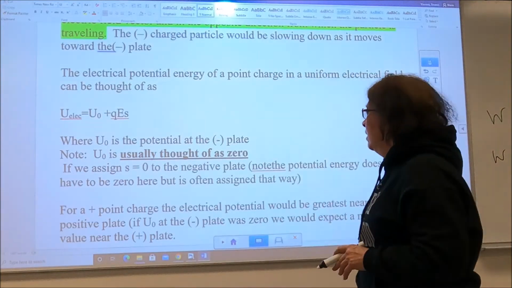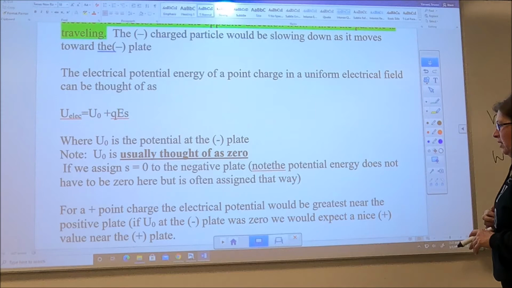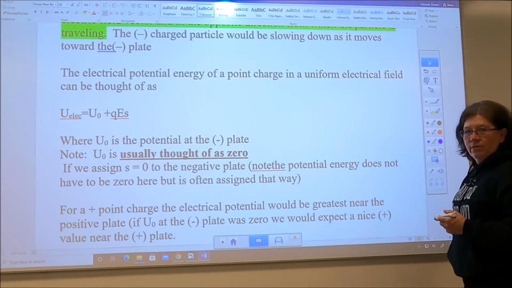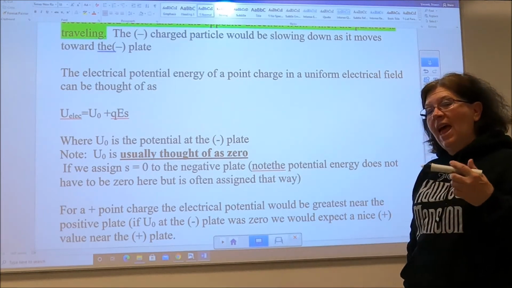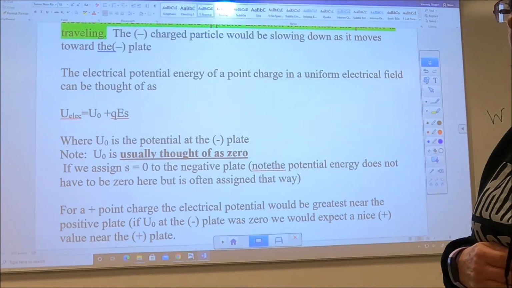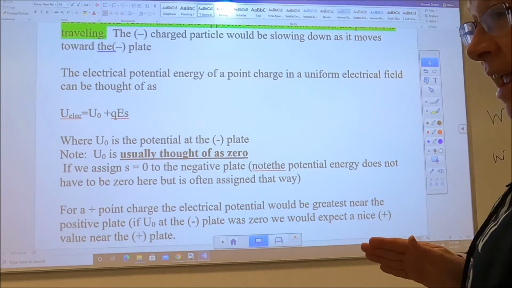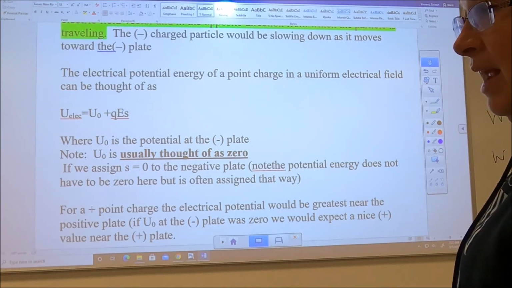Okay? For a positive point charge, then, the electrical potential energy is going to be greatest near the positive plate and 0 at the negative plate. And for a negative charge, we'd expect it to be greatest at the negative plate, and if we make the negative plate 0, we'd expect the electrical potential energy at the positive plate to be negative.